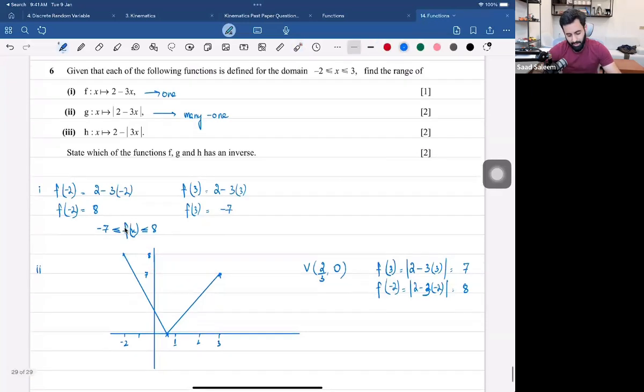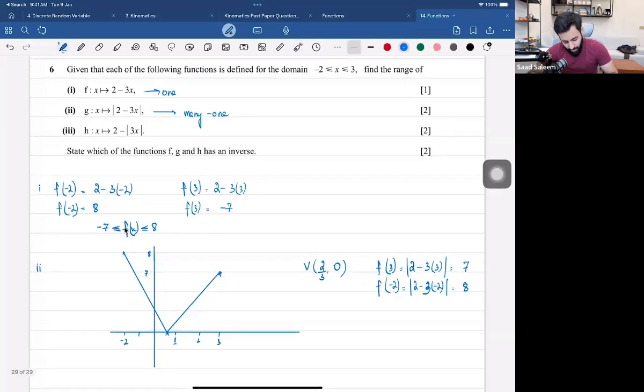Now, what if I ask you guys to tell me what is the range of g of x? Tell me now, what is the range of g of x? Question for you guys. Look at the graph and tell me what is the range.